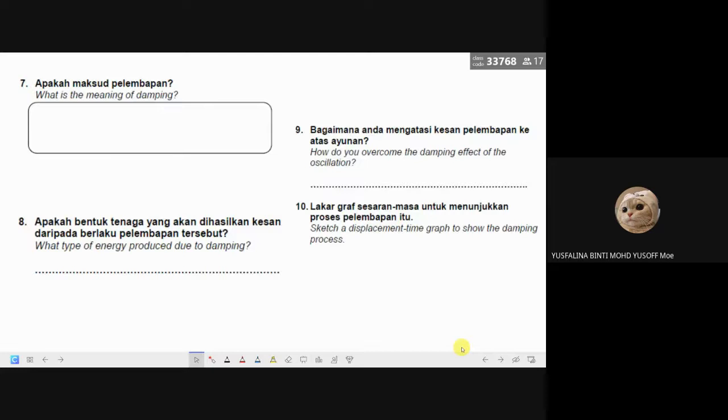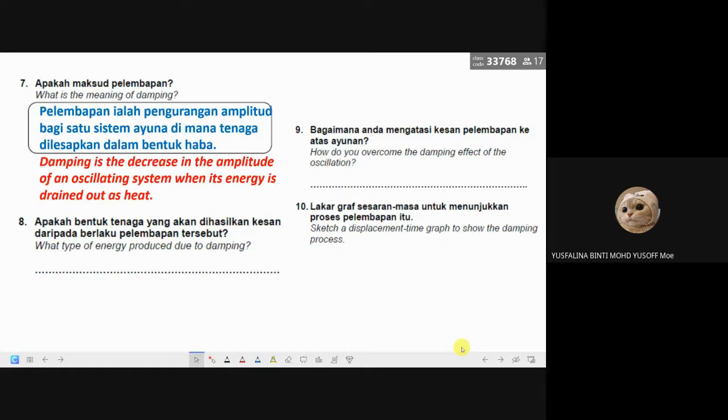So what is the meaning of damping? Damping is the decrease in amplitude of an oscillating system when its energy is drained out as heat. Why heat? Because the frictional force produces heat. Okay, so what type of energy is produced due to the damping? It is actually heat energy.